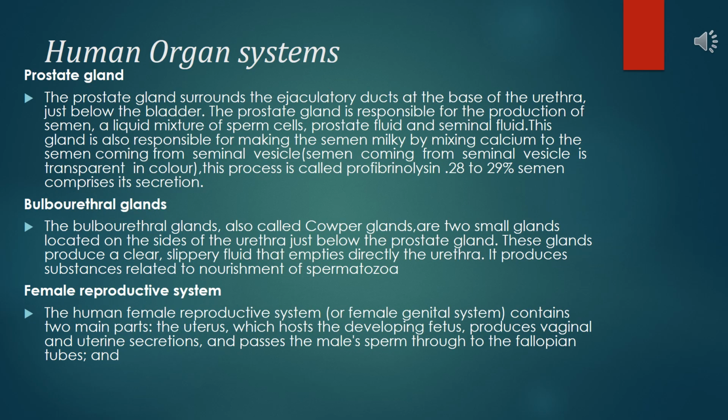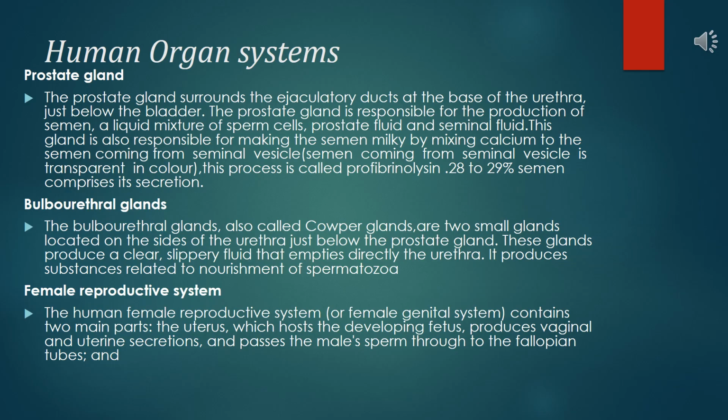Prostate gland. The prostate gland surrounds the ejaculatory ducts at the base of the urethra, just below the bladder. The prostate gland is responsible for the production of semen, a liquid mixture of sperm cells, prostate fluid, and seminal fluid. This gland is also responsible for making the semen milky by mixing calcium to the semen coming from seminal vesicles. Semen coming from seminal vesicle is transparent in color. This process is called profibrinolysin. 28 to 29% of semen comprises its secretion.